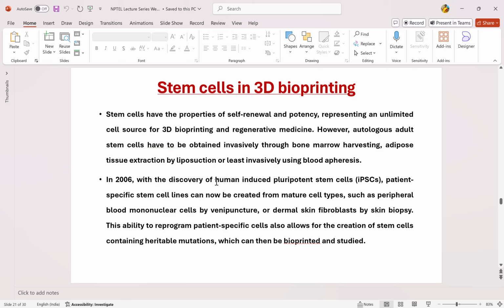So how did this idea to use stem cells come? In 2006, with the discovery of human-induced pluripotent stem cells, patient-specific stem cell lines can now be created from mature cell types such as peripheral blood mononuclear cells by venipuncture or dermal skin fibroblasts by skin biopsy. So this ability to reprogram patient-specific cells also allows for the creation of stem cells containing heritable mutations which can then be bioprinted and studied. So basically what happens is that you have to take patient specific cells and then reprogram them to form stem cells.